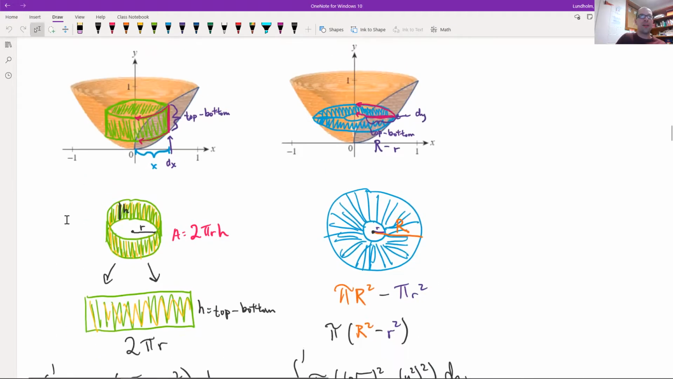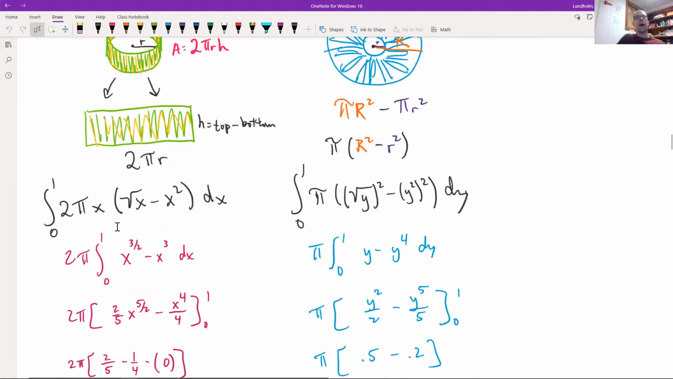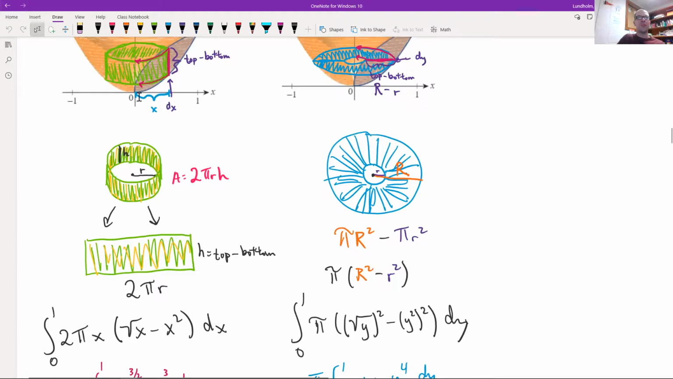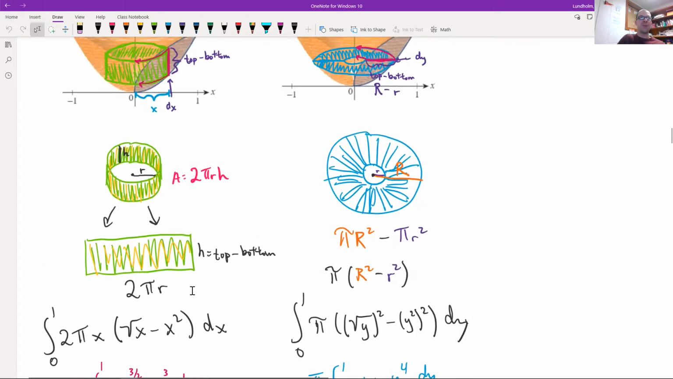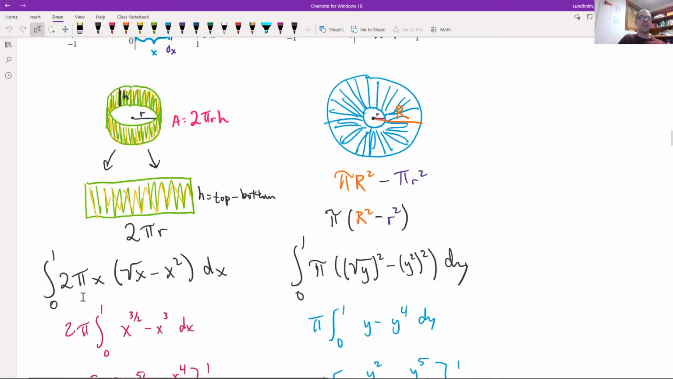So for this one, since the top function is y equals the square root of x, and the bottom function is y equals x squared, we do 2 pi times x, which is the radius of our cylindrical shell, and then times the height, and the height is the difference between the top and the bottom. So top function minus bottom function, throw a dx there on the end, and we're integrating from 0 to 1 because that's where those two functions intersect.